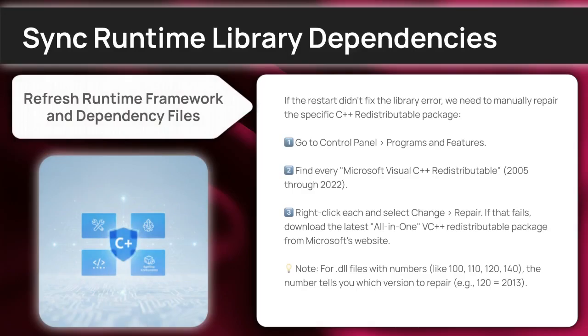If the restart didn't fix the library error, we need to manually repair the specific C++ redistributable package. First, go to Control Panel, then select Programs and Features. Second, find every Microsoft Visual C++ redistributable 2005 through 2022. Third, right-click each and select Change, then select Repair.